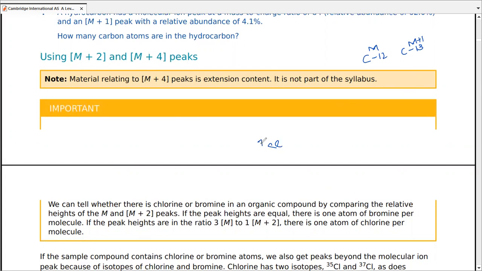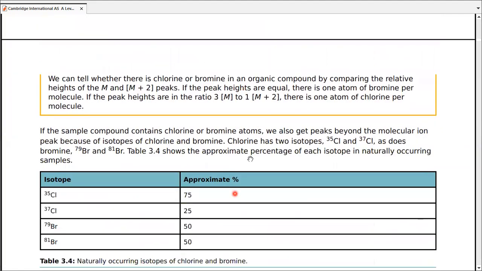For chlorine, it's actually 35 and 37. So obviously we'll get the M peak over here. And if there is any 37 involved, we'll get an M plus 2 peak. Same goes for bromine. Bromine is either 79 or 81. So we'll get an M peak with this and we'll get an M plus 2 peak with this, which clarifies the M plus 2 peak, right? I'm going to clarify M plus 4 peak a little later. Let's first clarify M plus 2 peak.